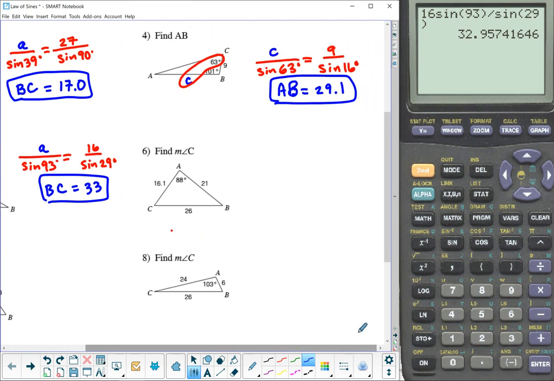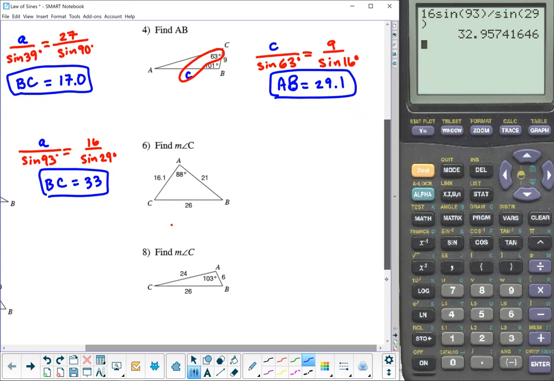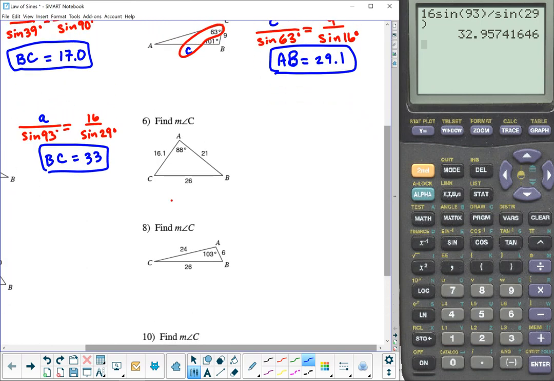Okay, 6. Oh, so these are going to start talking about angles. So it says find the measure of angle C, right? So you can't do anything about this angle because you got 2 of them missing, right? So you can't do anything there, but you can do some relationships. So I'm going to go ahead and start off with these 2 right here because these are both A. So we have A, which is 26, over angle A, which is the sine of angle A, 88, and that's an equal.